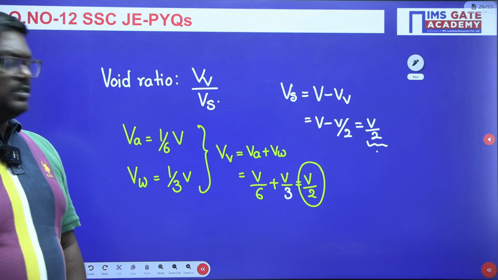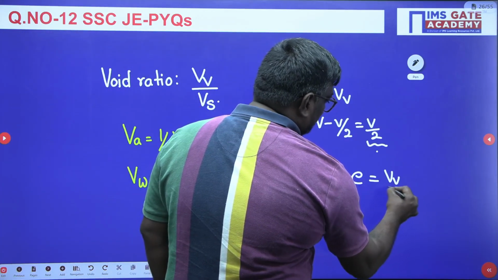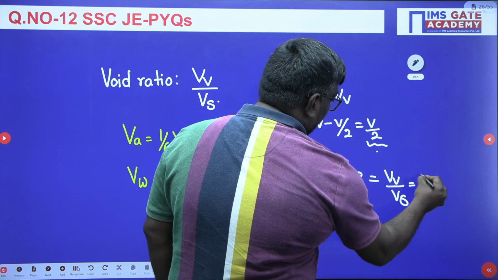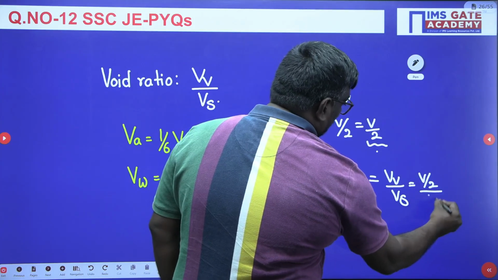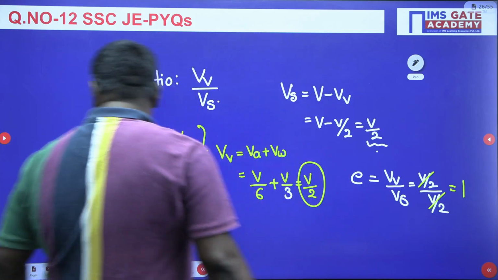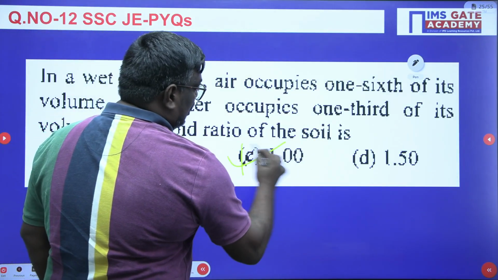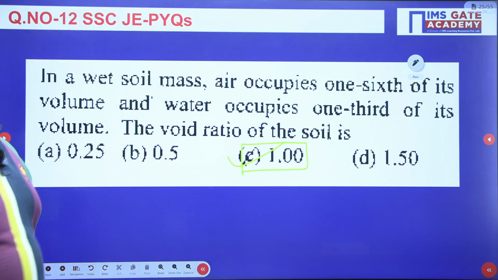Now my dear students, how to calculate the void ratio? It is volume of voids by volume of solids. So here you have V/2 upon V/2. So obviously the void ratio will be equal to 1. So the option here is 1, option C is the right answer. Option C, which is 1. I hope you are clear.